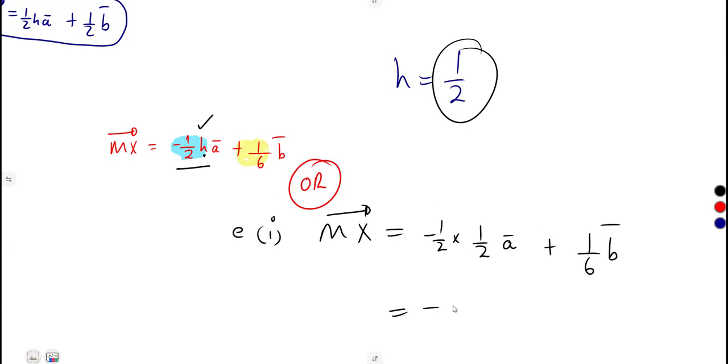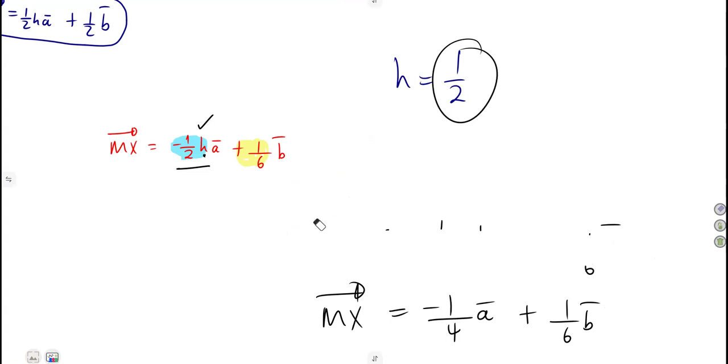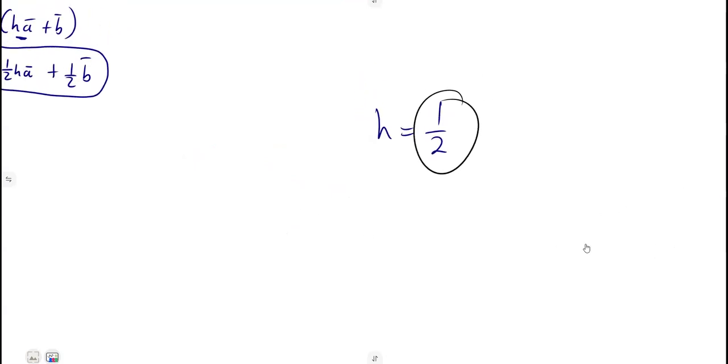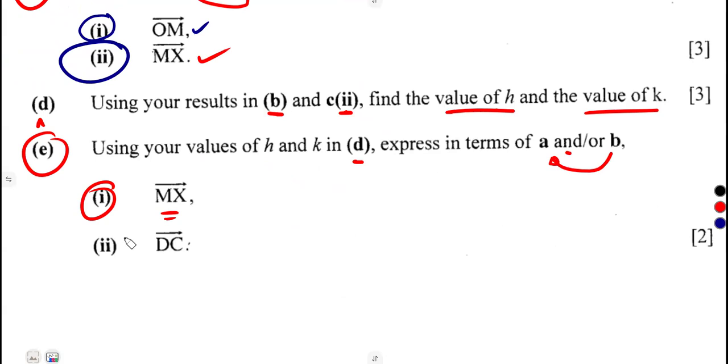Multiply numerator to numerator. That's minus 1, 2 times 2, that's 4 vector a, plus 1 over 6 vector b. So as we can see, same answer representing mx as before. We are obtaining the same answer. That is how we can see if we are actually in the right direction, if those constants that we calculated are actually correct answers that we determined.